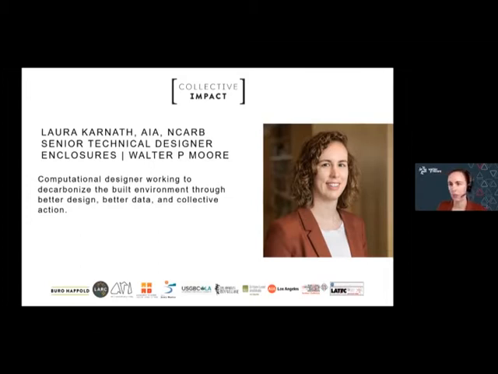I'm currently really interested in working on decarbonizing the built environment through better design, better data, and collective action. I'm also one of the co-founders of the Los Angeles Hub of the Carbon Leadership Forum, which is an organization dedicated to reducing the embodied carbon emissions of the built environment. So that's part of what I'm going to talk with you about today.